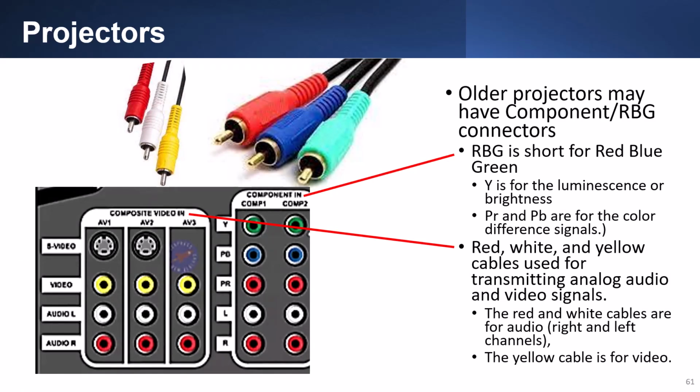Older projectors have component or RGB connectors. RGB is short for red, green, blue. Y is for the luminance, or brightness, while Pr and Pb are for the color difference signals. Red, white, and yellow cables are used for transmitting analog audio and video signals. The red and white cables are for the right and left audio channels, and the yellow cable is for video.